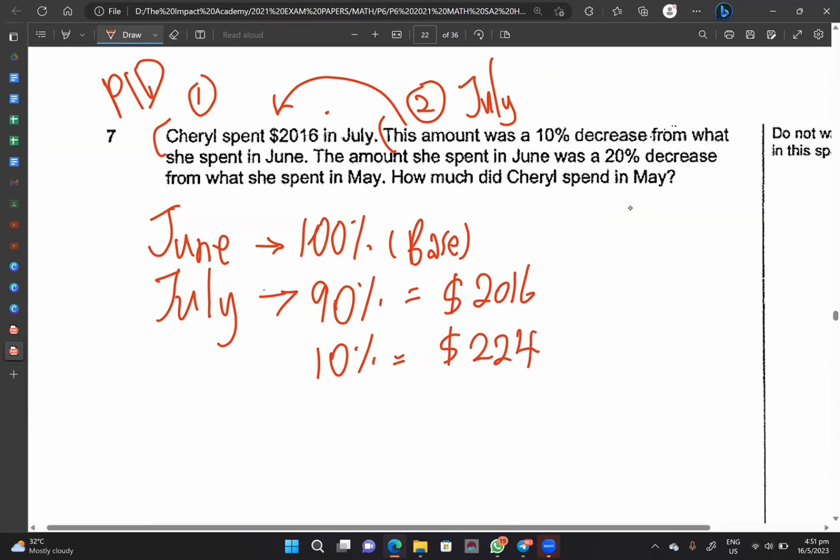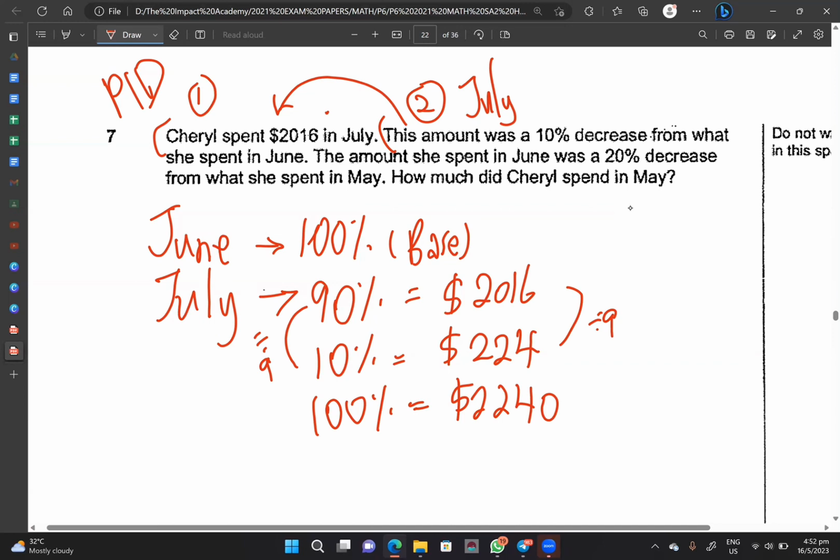Why 9? Because how do I get from 90 to 10? I just divide by 9. So when I do something to the left, I must do something to my right. Now, once I'm done with this, I want to find my 100%, which is the amount for June. So 224 times 10 gives me 2,240. So that is the amount for June.